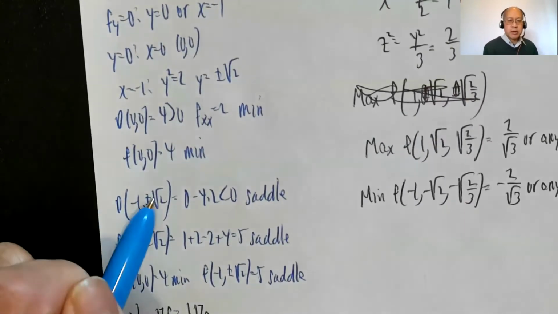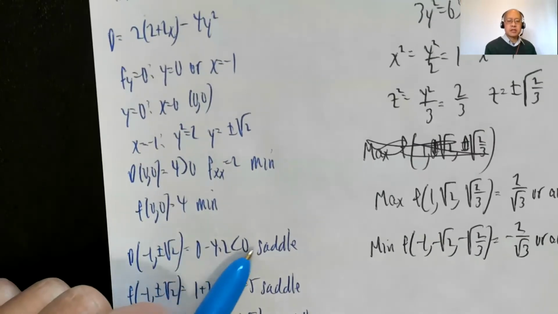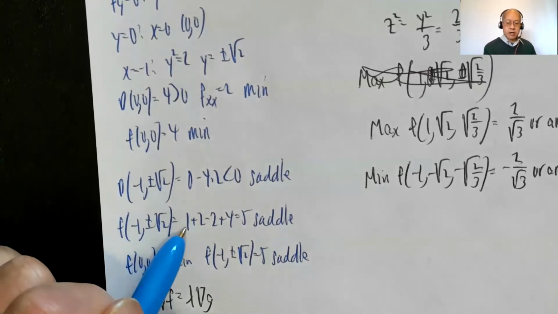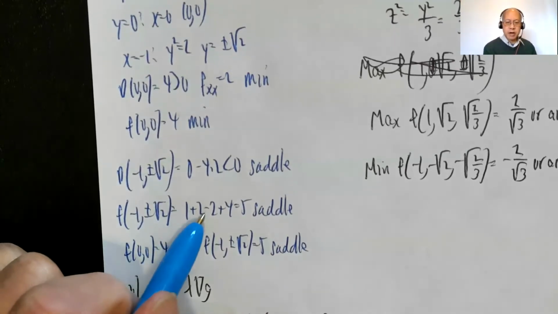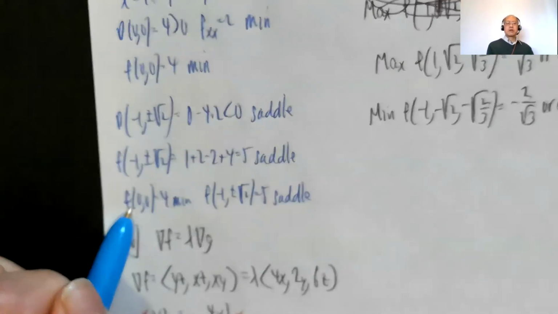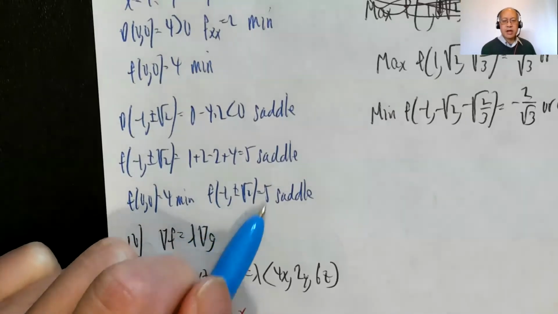D at (negative 1, plus or minus radical 2), you get 0 minus 4 times 2, which is less than 0, you have a saddle point. So f of (negative 1, plus or minus radical 2), if you plug into the original equation, you get 1 plus 2 minus 2 plus 4, that's 5, saddle point. Final answer, f of (0, 0) is 4, which is a minimum. F of (negative 1, plus or minus radical 2) is 5, that's a saddle point.